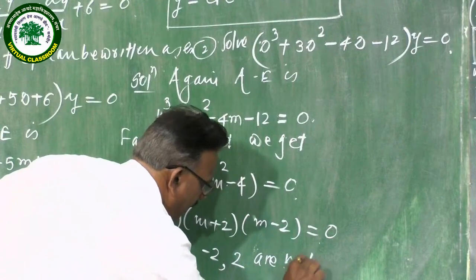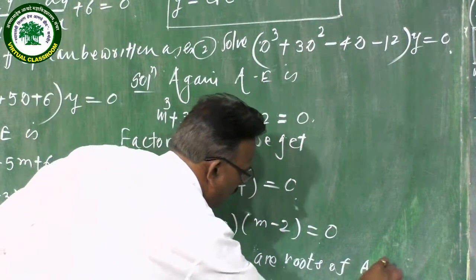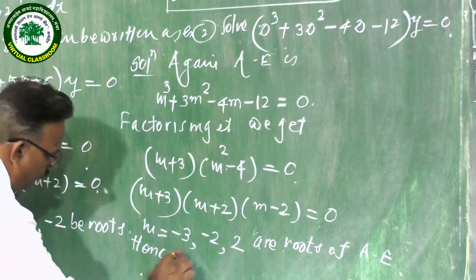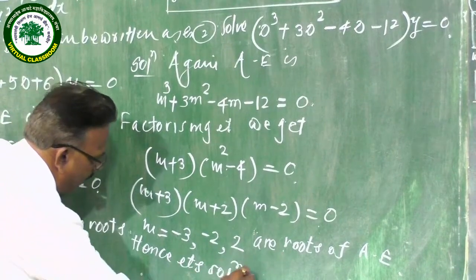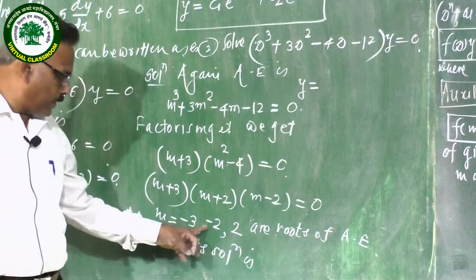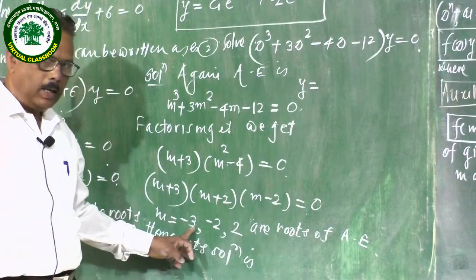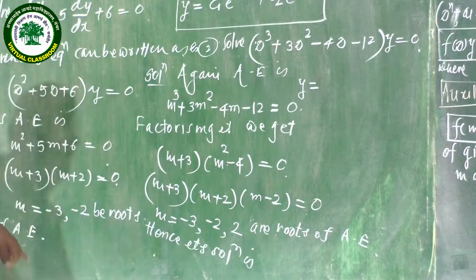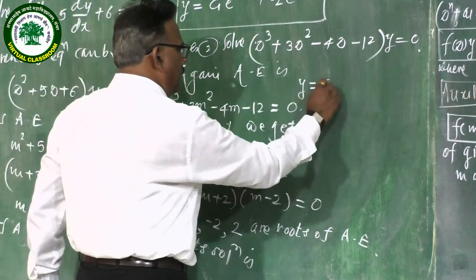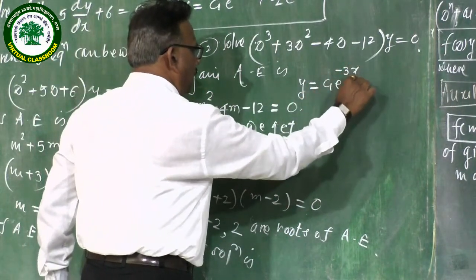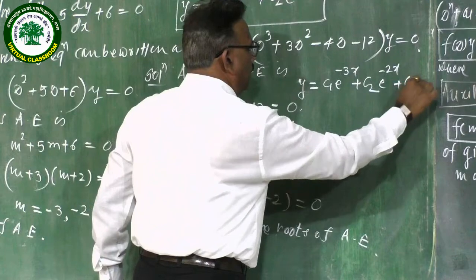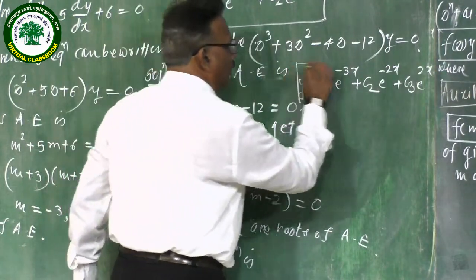These are roots of the auxiliary equation, and hence its solution is y is equal to, here see, minus 3, minus 2, 2, these are roots which are real and not repeated. Distinct roots are there. Therefore, the solution is c1 e raised to minus 3x plus c2 e raised to minus 2x plus c3 e raised to 2x. It is the solution of the given differential equation.